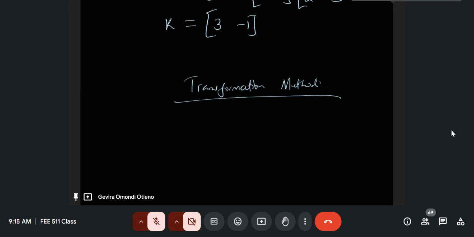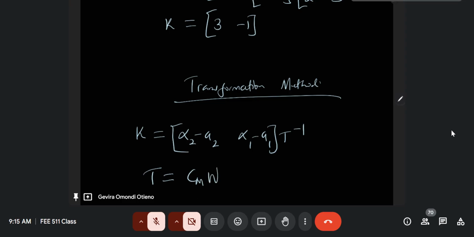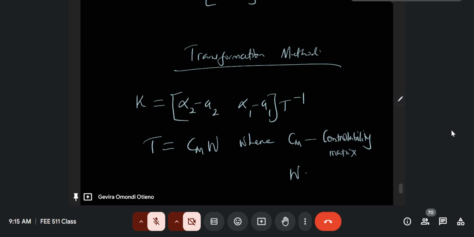Just like Ackermann, the transformation method also has its formula. You must know its formula. For the transformation method, the formula is K equals [alpha 2 minus A2, alpha 1 minus A1] times the inverse of T. Now, T is given by the controllability matrix multiplied by W. This is the controller matrix, some books call it the controllability matrix. And W, for the transformation method, is given by [A1, 1; 1, 0].